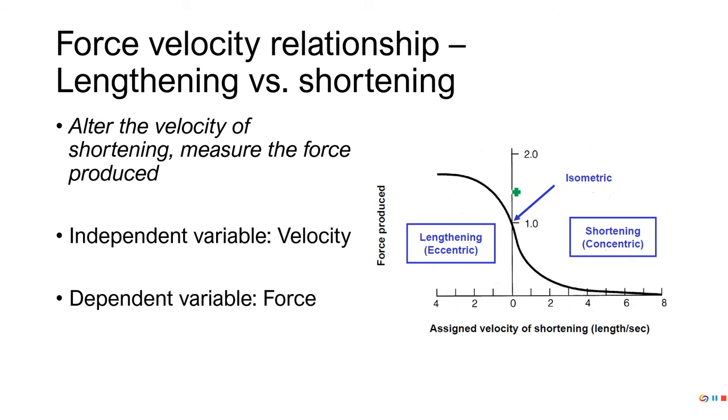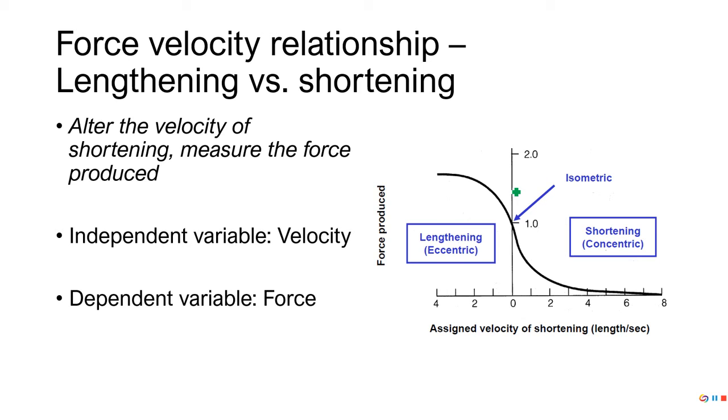This force curve states that the force the muscle can create decreases with increasing velocity of shortening. So we're looking at the velocity of shortening. But conversely, the force that the muscle can resist increases with increasing velocity of lengthening. So this is an eccentric contraction.